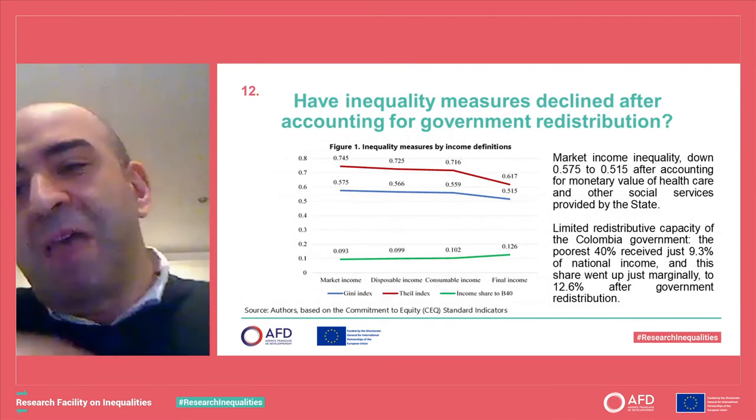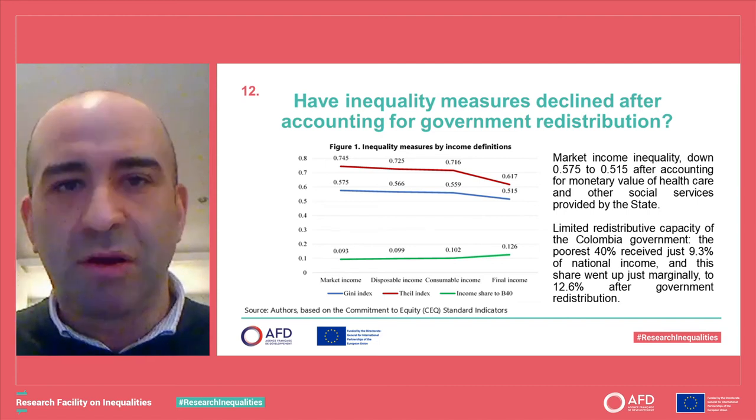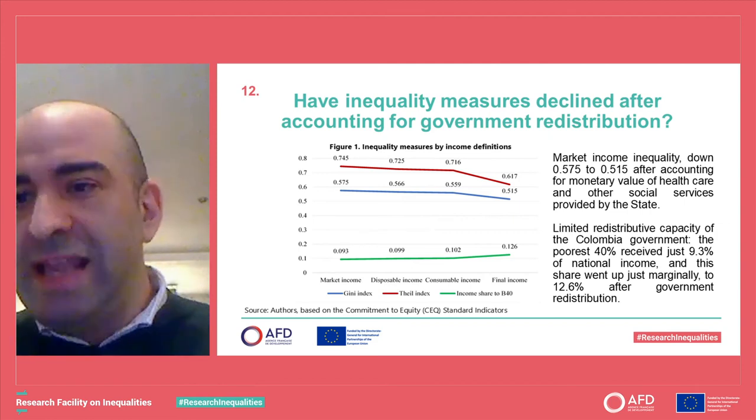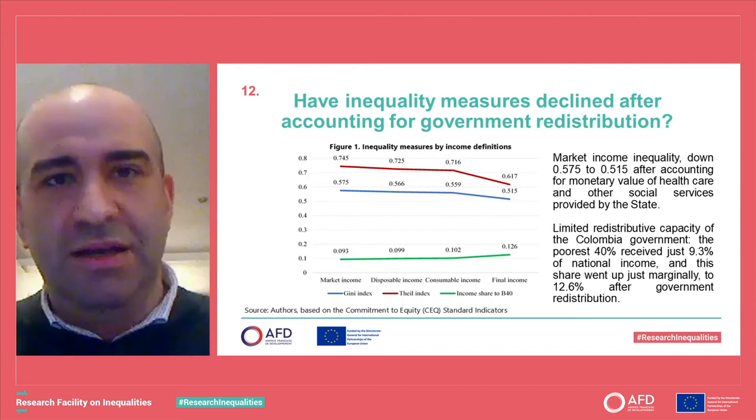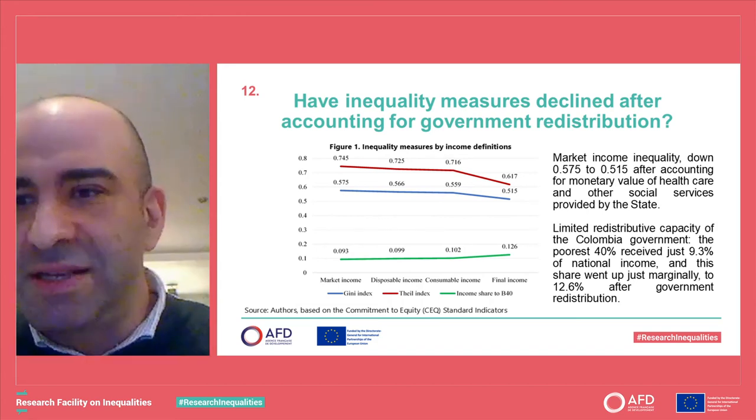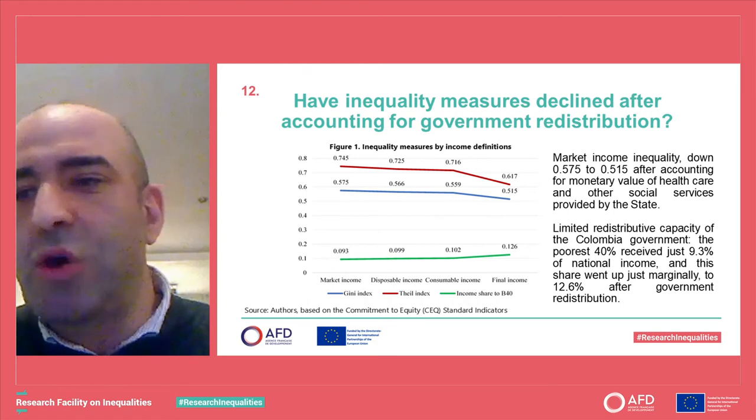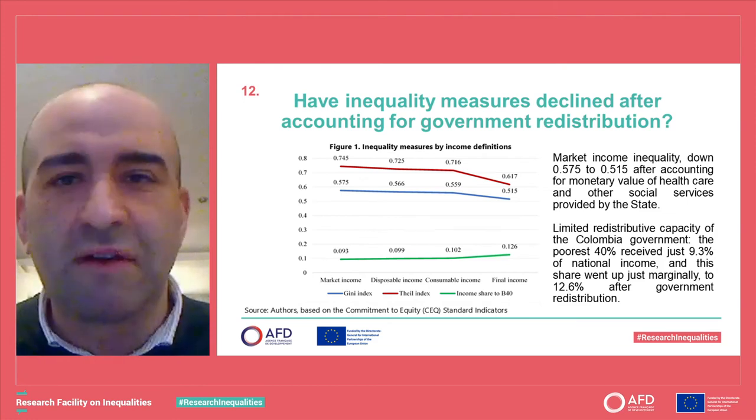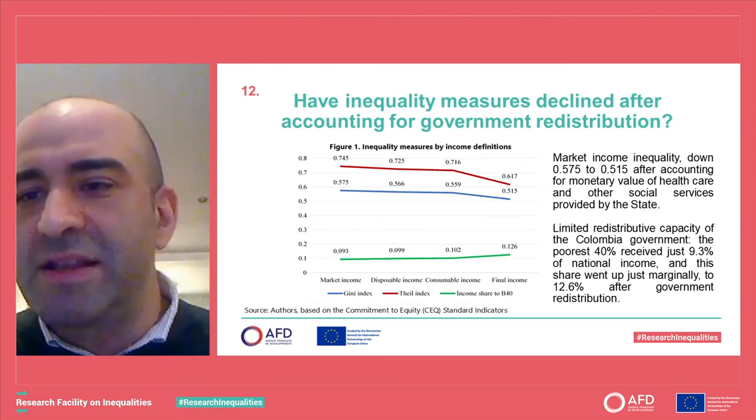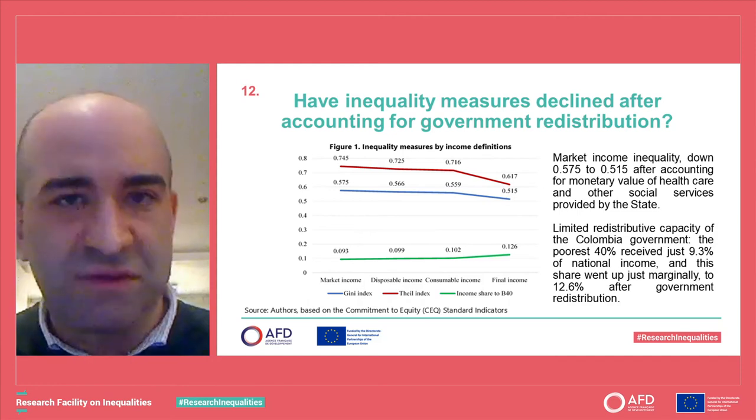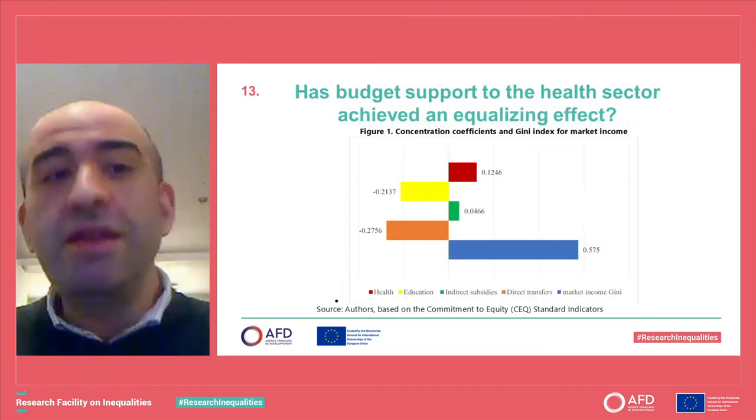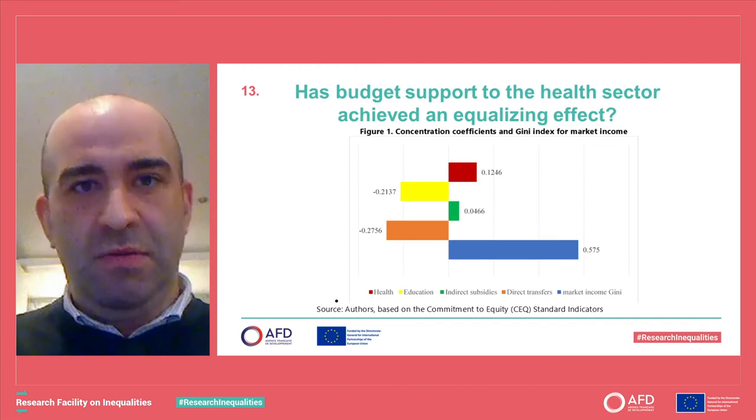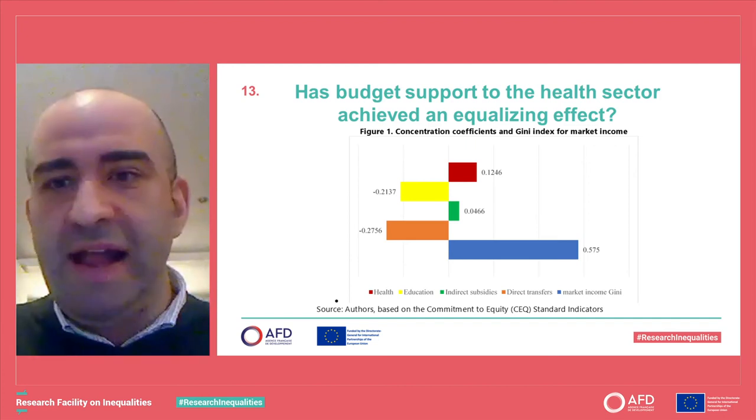Okay, first question. Yeah, I mean, we can say that the government of Colombia budget redistribution, so through the budget and the intervention of government, it happens, but it is not that strong as we want to see. Look at the descent there. So market income inequality goes down from 0.575 to 0.515 after accounting for monetary interventions of government. So there's a limited redistribution capacity of the Colombian government in this respect. So with the intervention of AFD, so the monetary flow of AFD towards the health sector budget.